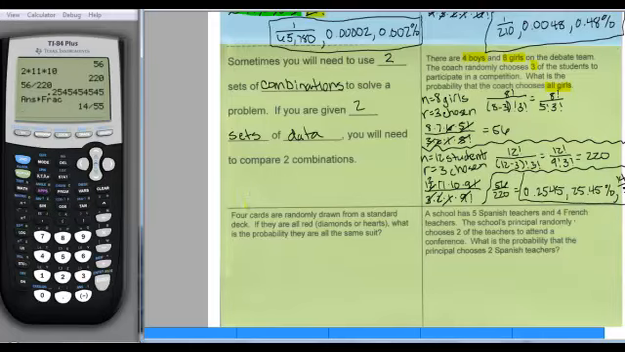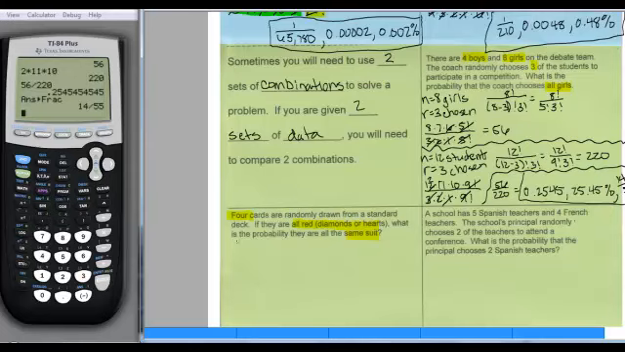Alright, so the next one, 4 cards are randomly drawn from a standard deck. If they are all red, which means diamonds or hearts, what is the probability that they're all the same suit? All red and then same suit. So what we have to do for this one is drawing 4 out of all red cards. In other words, they're not giving a whole deck, 52. We're only choosing 4 out of just the reds. And since the reds are diamonds and hearts, there are a total of 26.